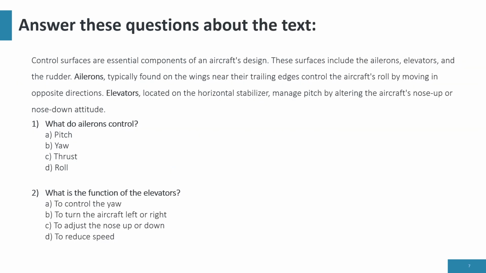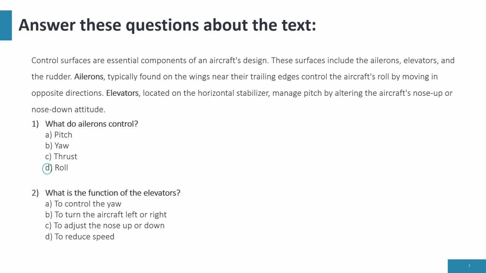Let's practice our scanning technique again. Focus on the names of the parts: ailerons, elevators, rudder, and the actions they control: roll, pitch, and yaw. The first question: what do ailerons control? We find the sentence with aileron. Ailerons, typically found on the wings near the trailing edges, control the aircraft's roll by moving in opposite directions. So, we find the answer in the sentence. The answer is roll.